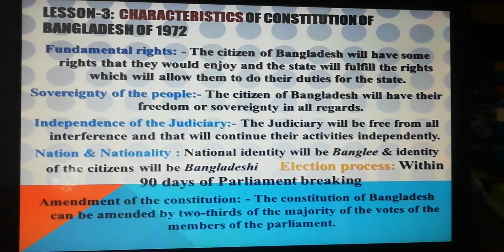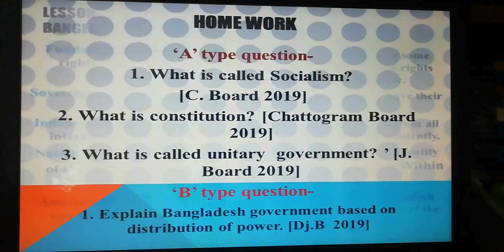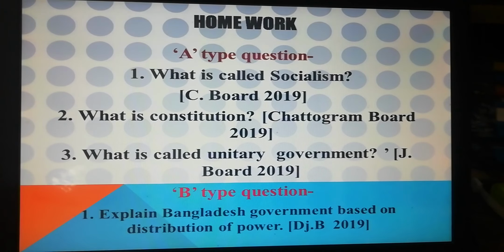I hope you've understood today's lecture, and now you have some homework. I hope everyone will be able to answer what is socialism, and this question is very much important. You can see it came in Cumilla board 2019. And what is constitution? It came in Chittagong board in 2019. And what is called unitary form of government? It is also very much important. It came in Jessore board. And for the broad question, you can learn this one. It is also important. It came in Dinajpur board.